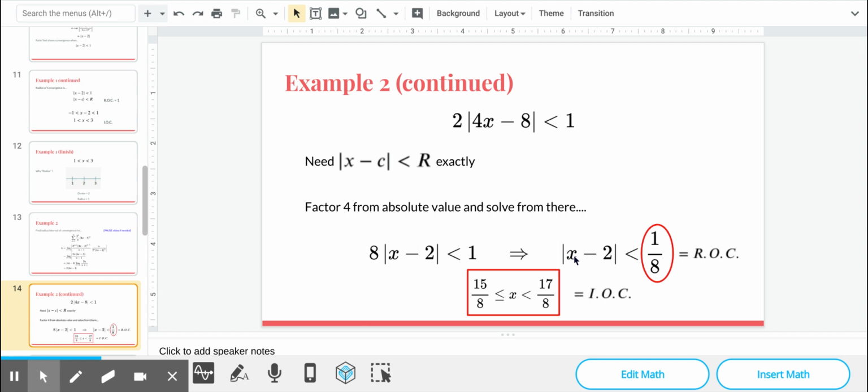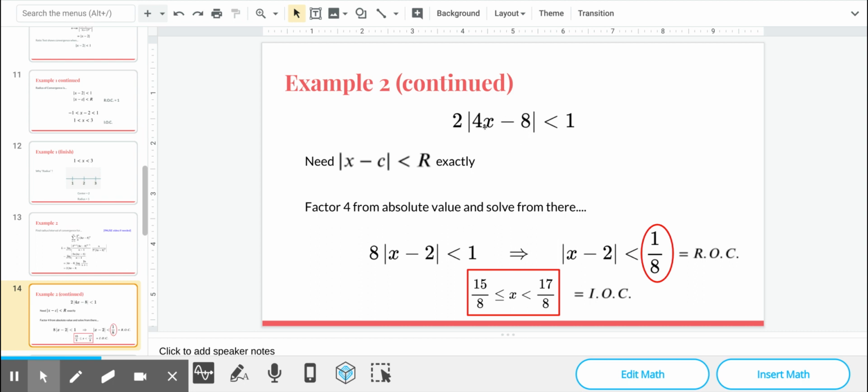So I run into a little bit of a problem here. It's not as nice, right? What I see is that I really need this absolute value of x minus c is less than r exactly. Okay. I don't want a number in front of the x. I don't want anything on the outside here. And so I have to do a little bit more work. Number one, I got to get rid of this 2, and I also have to get rid of this 4, right? So what we can do is we can actually factor a 4 from this absolute value. If I factor a positive 4, it's fine, right? It doesn't change it because it is positive. So I can factor a 4 out of an absolute value, no problem.